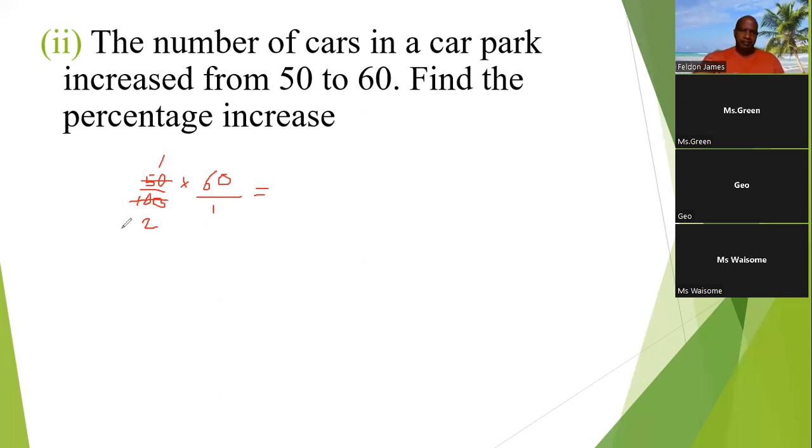Go ahead. And then it's 2 times 60. Okay. Oh, wait. 2 divided by 60. All right, 60 divided by 2. 60 divided by 2. All right, I get 30. All right, so your answer from your calculation would be 30.